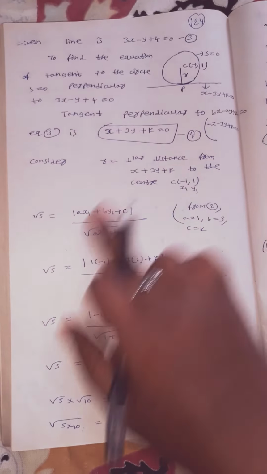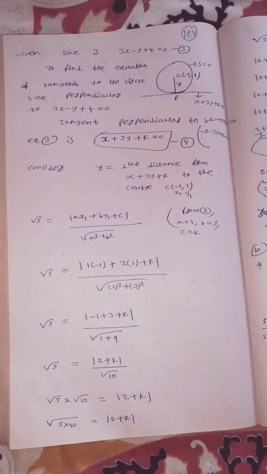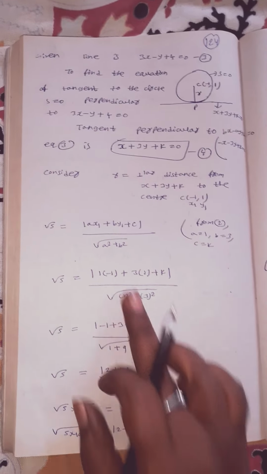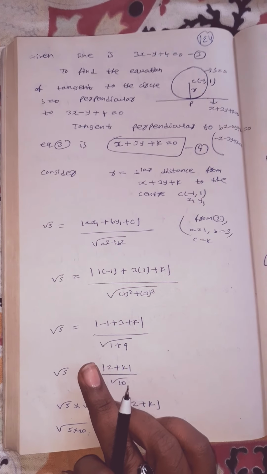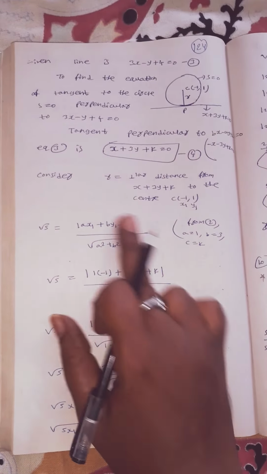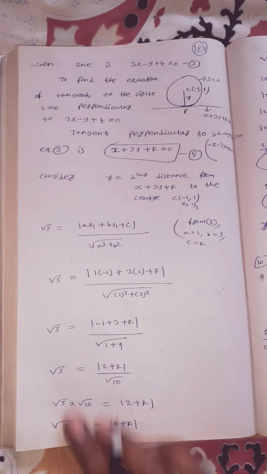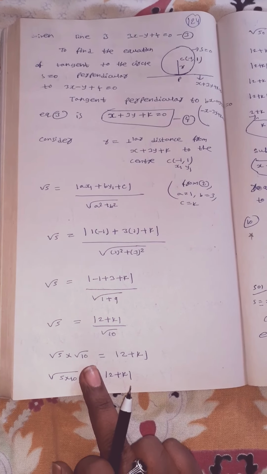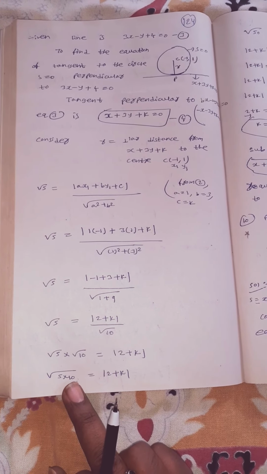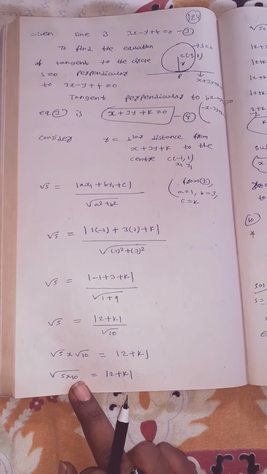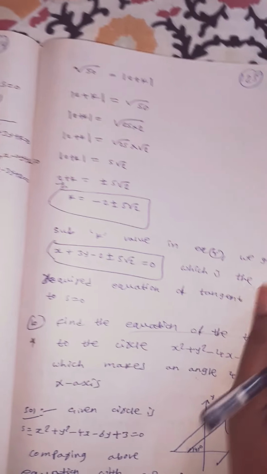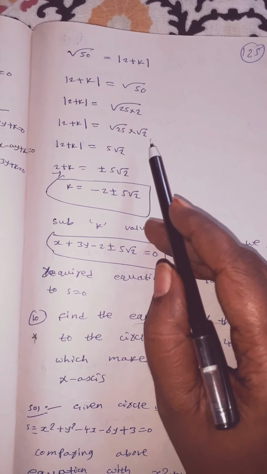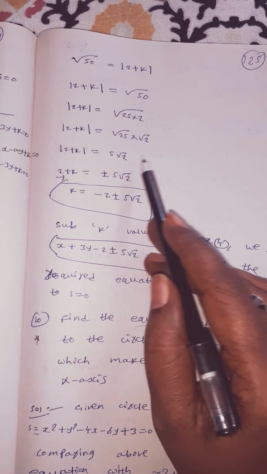After the same process, children, r is equal to the perpendicular distance from this line x plus 3y plus k equal to 0 to the center. So the radius you got is root 5, children. Again use the perpendicular distance formula, this one. After simplifying, you are getting like this. After that, do cross multiplication. Root 5 into root 10 is root 5 into 10, so 50, children. 50 can be written as 25 into 2. Root 25 into root 2 is 5 root 2.